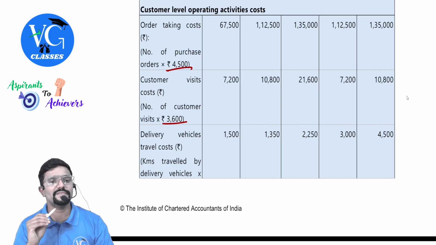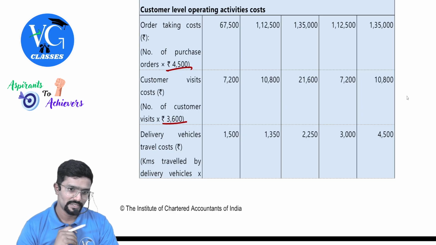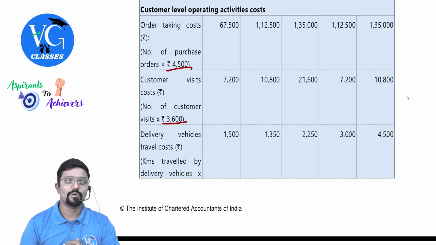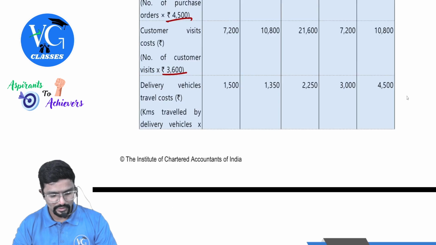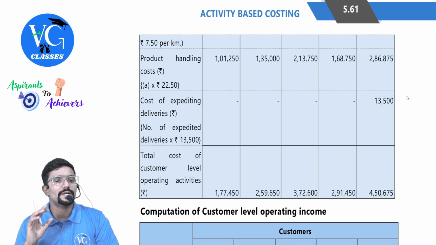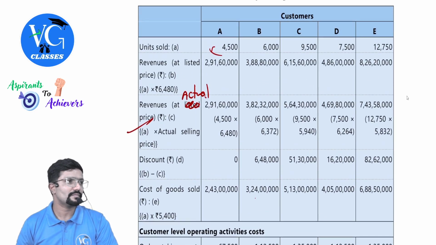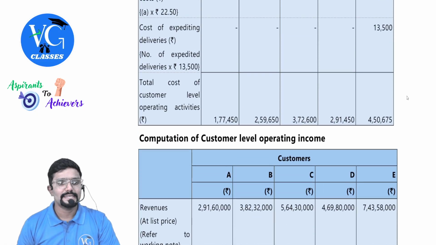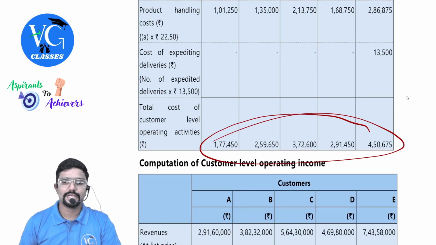Then per customer visit how much? 3,600. Multiply that with number of customer visits. Then delivery vehicle cost. So here it is important. Number of deliveries into kilometers into how much is that? 7.5. Take it. Product handling 22.5 per unit. Multiply that with number of units. This is taken as a year. Oh, easy. Total cost of customer level activities, total here for all the customers.